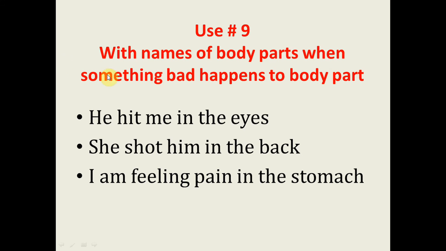Next use is with names of body parts when something bad happens to body parts. Usually we don't use the with body parts, but when something bad happens to a body part, in some instances we will use the. For example, he hit me in the eyes. Now see, this bad thing has happened to the eyes, so we use the. She shot him in the back. I am feeling pain in the stomach. At that time you will use the.